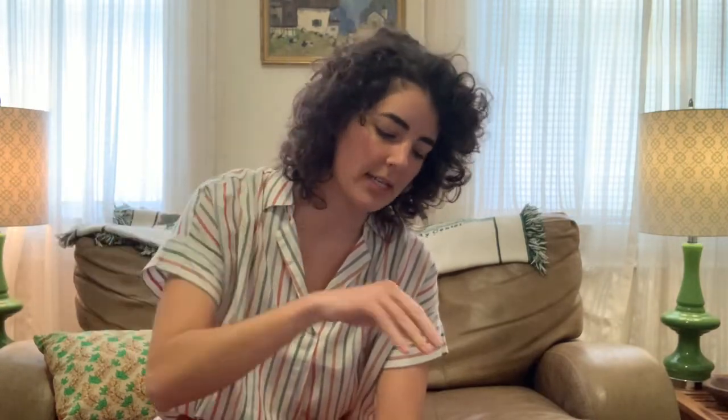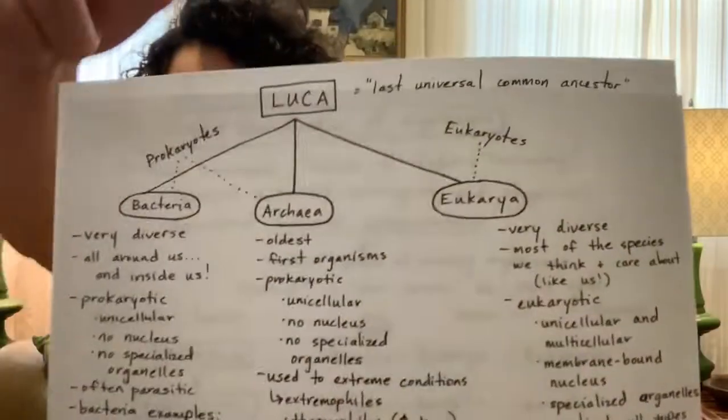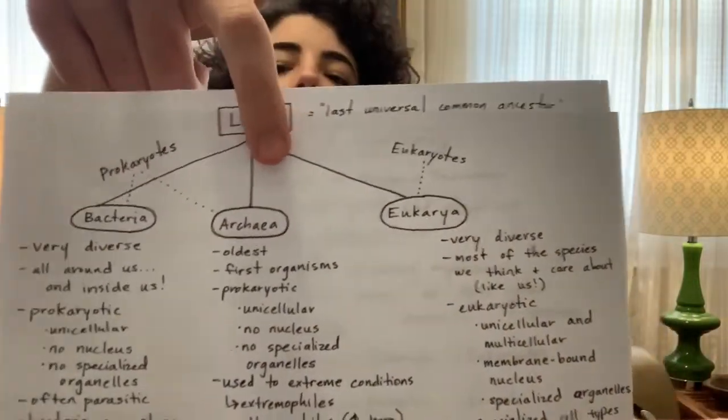We are going to talk about the 3 domains today and the 6 kingdoms a little bit, and then later in lessons, we're going to break down the individual kingdoms. But today, we are just talking about the 3 domains. We've got bacteria, archaea, and eukarya.